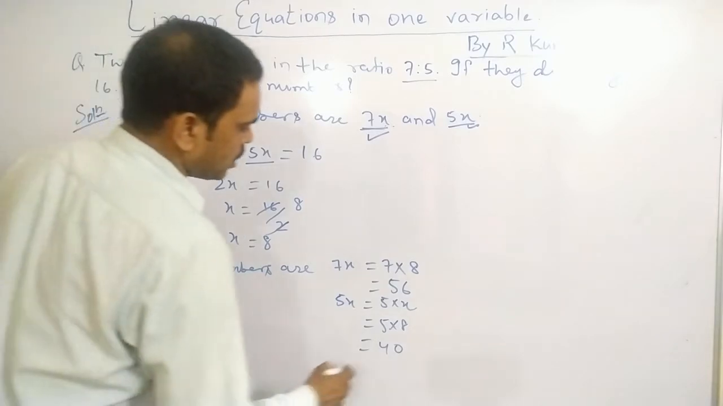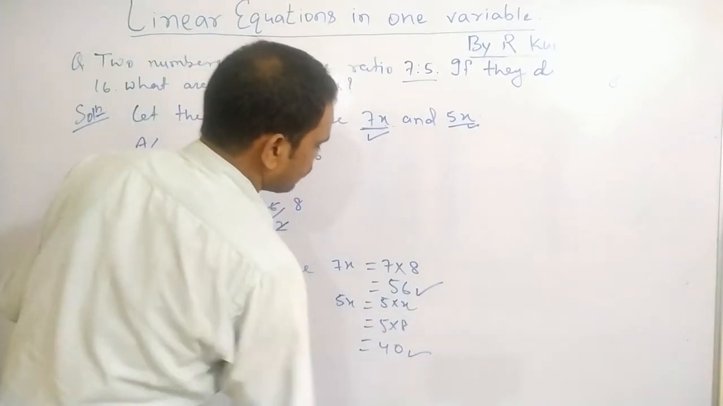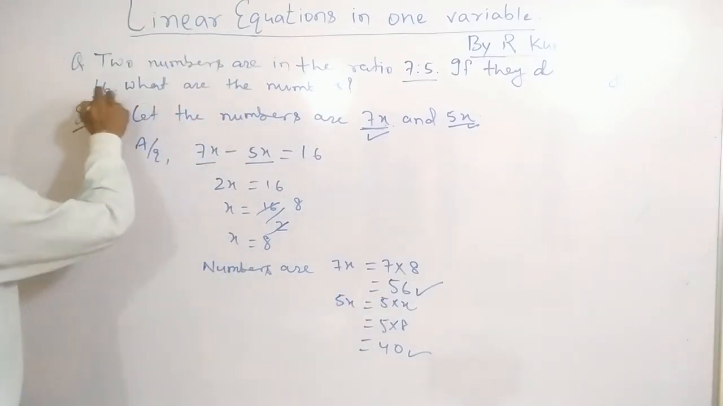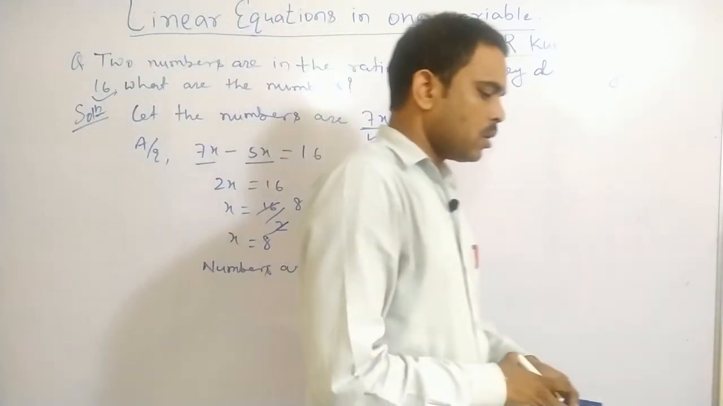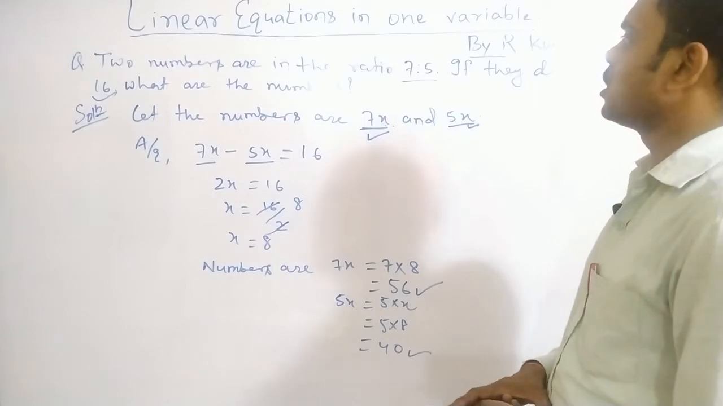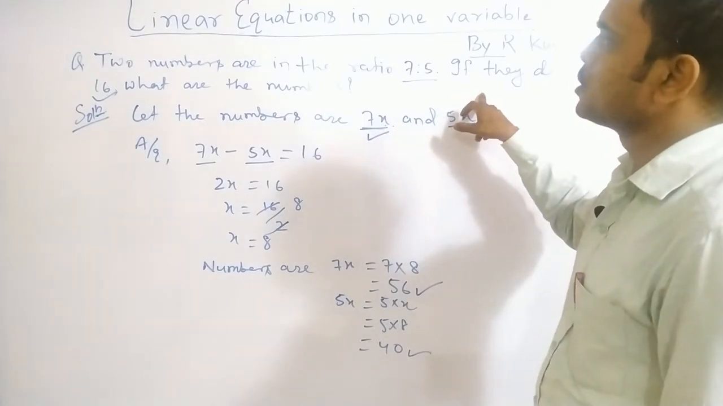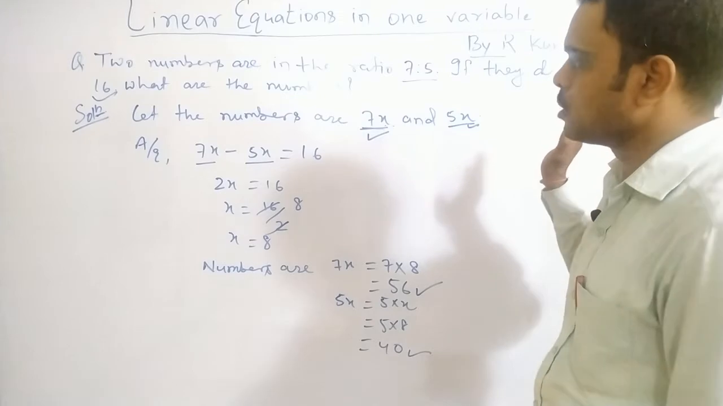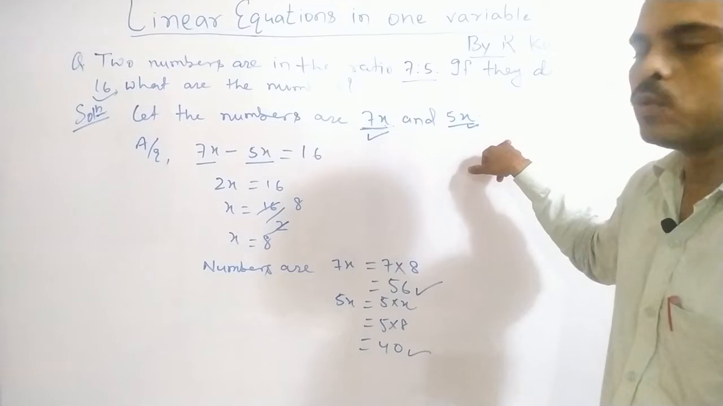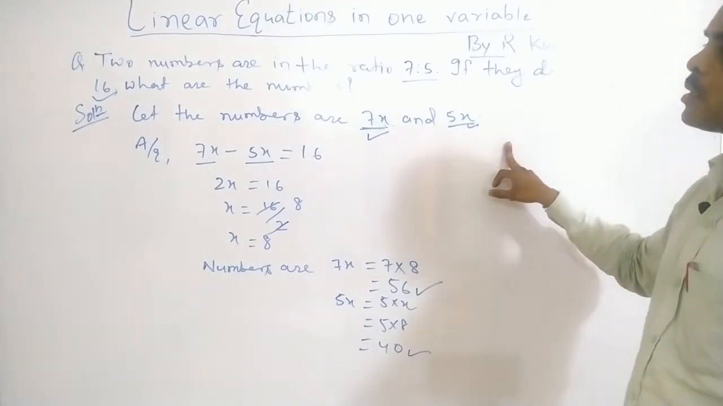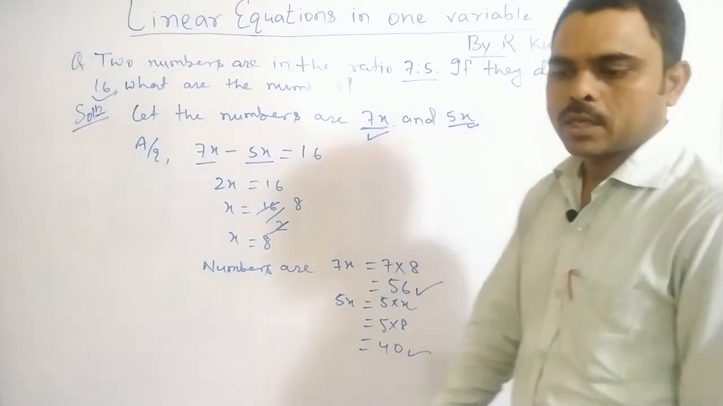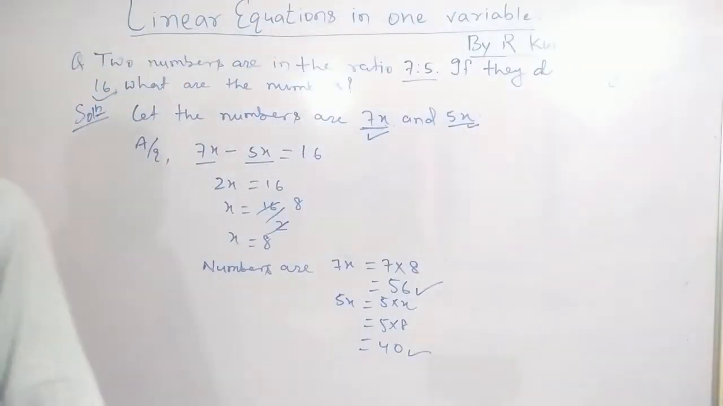So in this way we are getting two numbers, 56 and 40. You can see the difference between these two is 16 only. In this way you can solve a word problem based on linear equation in one variable. First find the numbers or whatever is unknown, consider that, make an equation and then solve for the unknown. So this is one type of question.